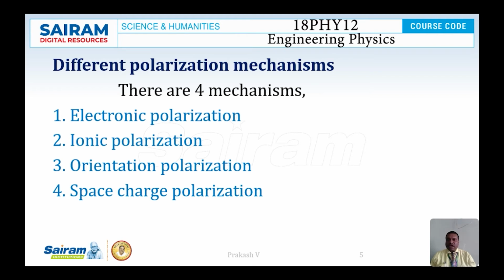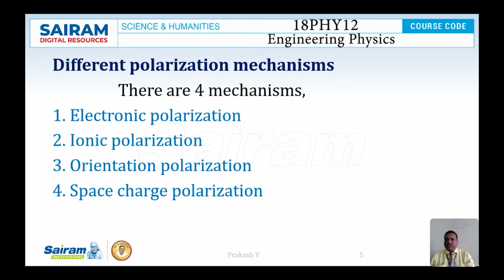Next, ionic polarization. When ionic solids such as NaCl are subjected to an external electric field, the adjacent ions of opposite sign undergo displacement. Because of this, a net dipole moment comes into the picture, and the corresponding ionic polarizability is denoted by the symbol alpha_i.